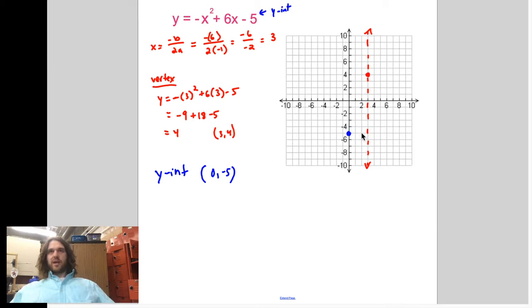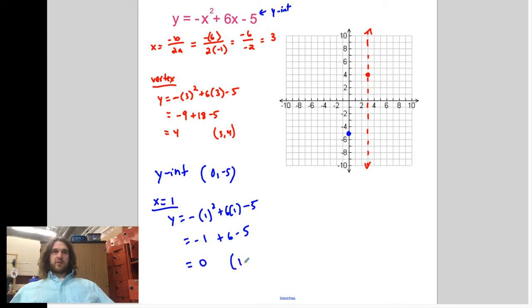So I'm currently 3 away from the axis of symmetry. If I go to 4 away, I'm probably going to be off my graph. So I'm going to go back a little bit closer. I can choose either 2 or 1. Doesn't really matter. I'll do x equals 1. We're going to plug that in. We get y equals negative 1 squared plus 6 times 1 minus 5, which is negative 1 plus 6 minus 5, or we get 0. This is the point when x is equal to 1, y is equal to 0. Okay, we have one other point, and we have our y-intercept.